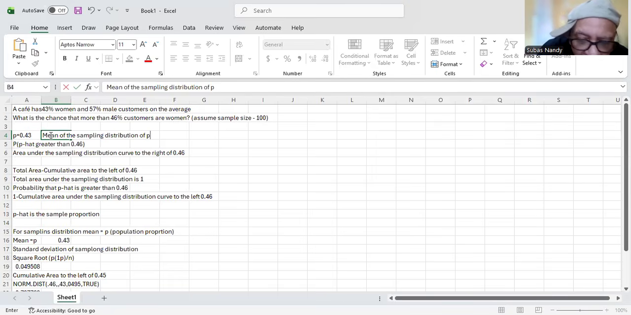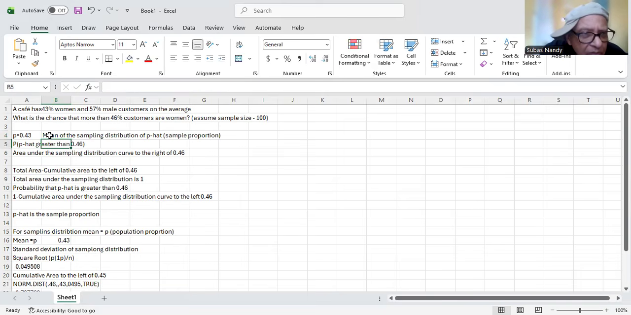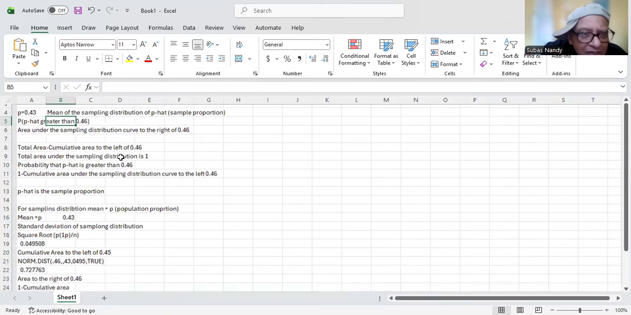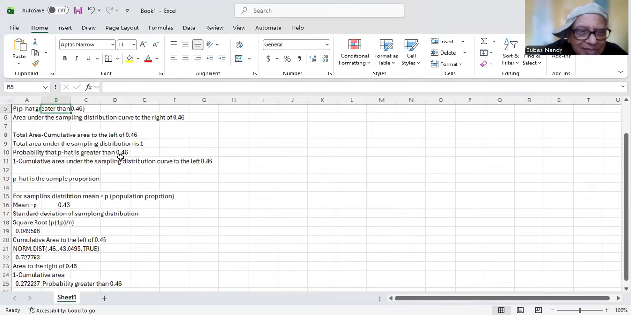P hat is the sample proportion. That's given to us, population proportion. And we have to find the probability that P hat is greater than 0.46. Okay, and the area under the sampling distribution to the right of 0.46, that we have to find out. Total area minus the cumulative area. So total area is 1. From that you subtract the cumulative area up to 0.46. So 1 minus cumulative area is what we want.